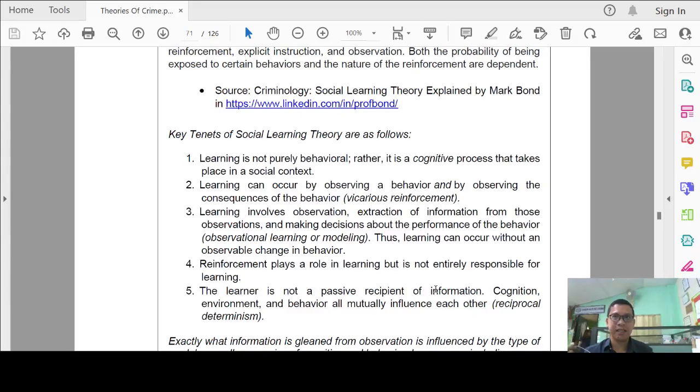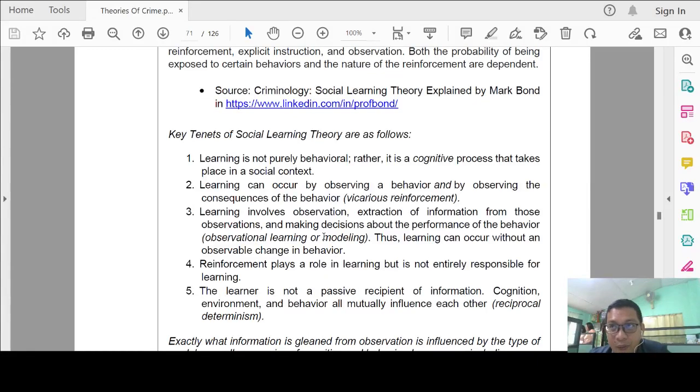Let us discuss now these key tenets. Well, according to Akers, learning is not purely behavioral. Rather, it is a cognitive process that takes place in social context. So, ibig sabihin, the learning process is not always behavioral, but it is cognitive. It is the thinking process. No? What we see, we analyze it, we process it in our brain, and after that, you process that in the brain. No? So it will become now your nature.